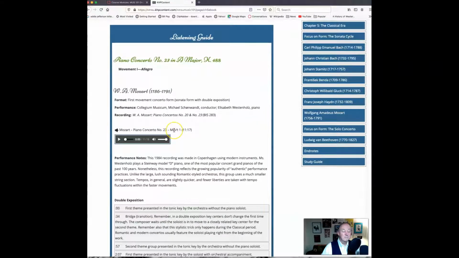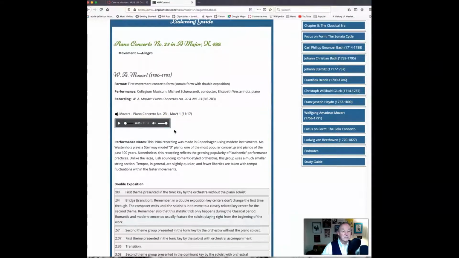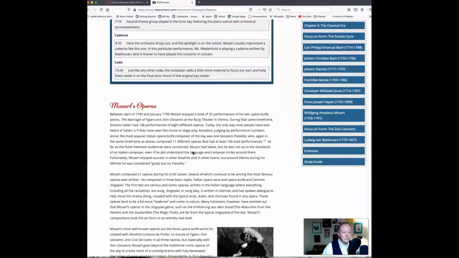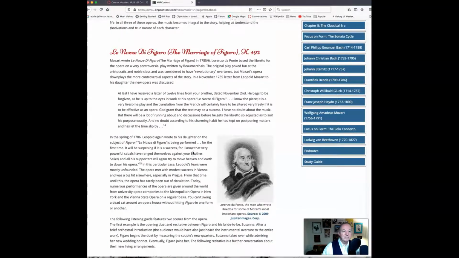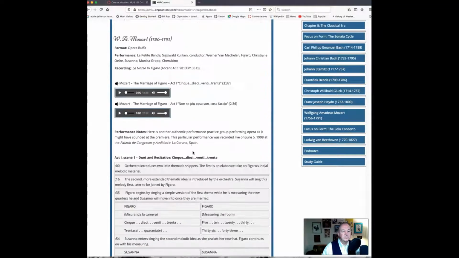This is a lovely performance on a modern instrument, but the orchestra's the right size, and we talk some in the listening guide about authentic performance practice, which is becoming more and more important in the world of classical music. So a lot of these listening guides address that. This is a good one to study that on. Then we get into opera. You've got some examples from Marriage of Figaro.